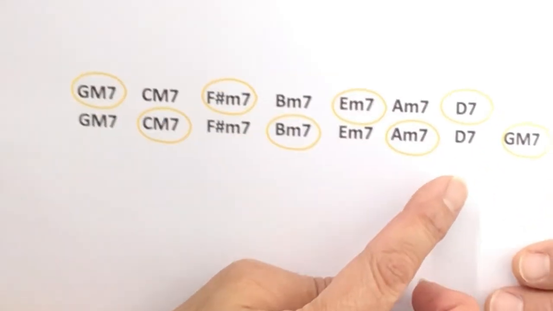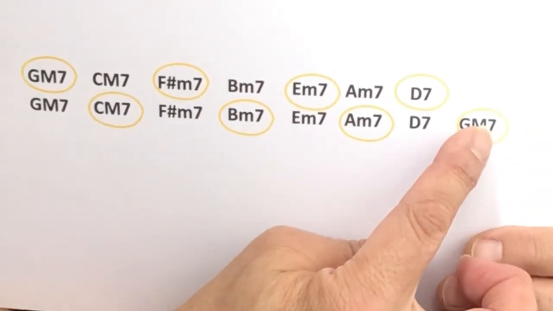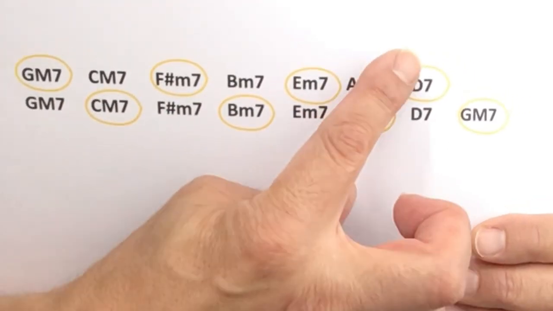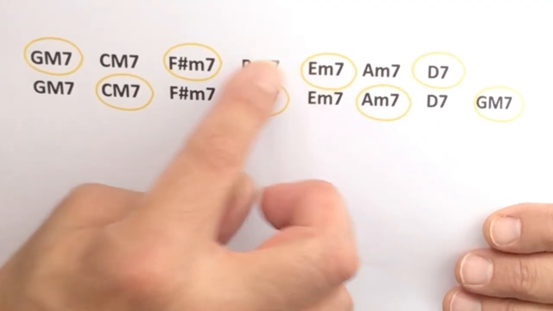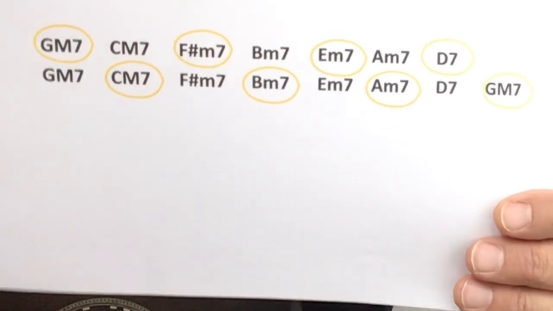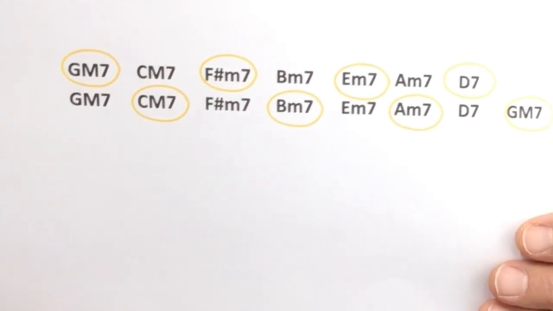If you want to look at it going the other way, you can go from G to A minor, B minor, C major, D7, E minor, F sharp minor 7 flat 5, and ending up in G. So this is quite interesting.